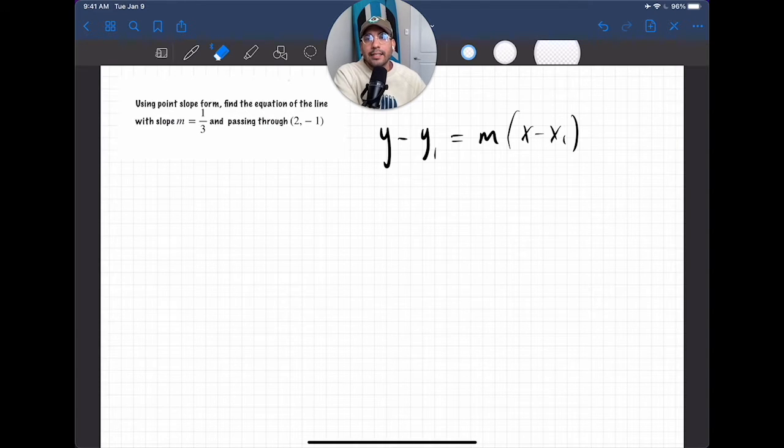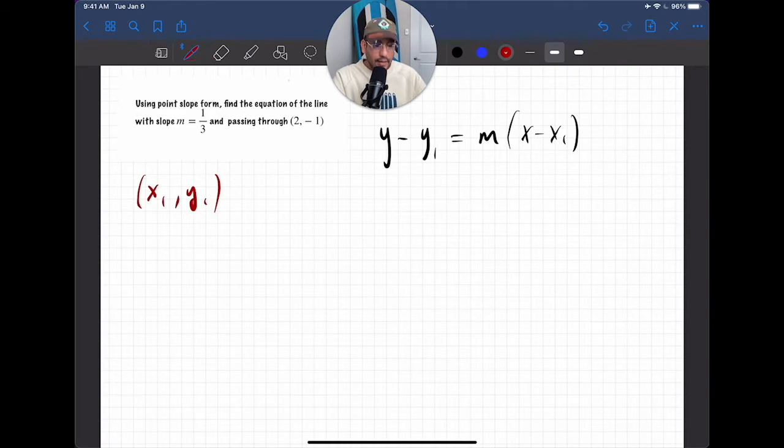Now, this is the easiest scenario that you're going to see with a question like this. Notice that we are given the slope, which is 1/3, and it is crossing through the point (2, -1). So like I mentioned, you need two things, the point that it's passing through and the slope. So we need our x1 and our y1, and we need our slope.